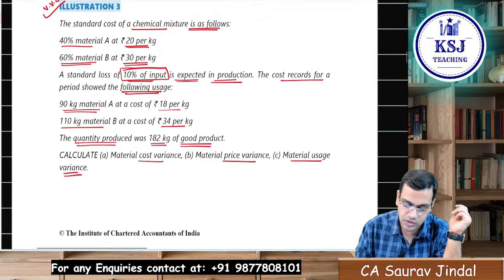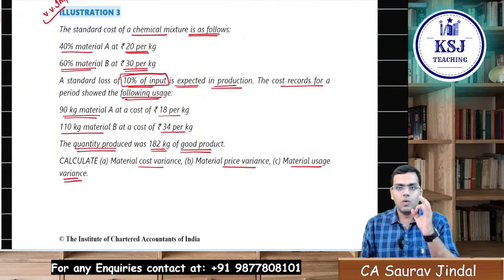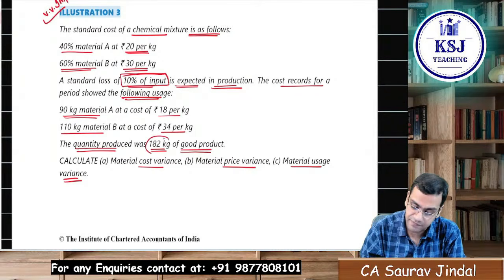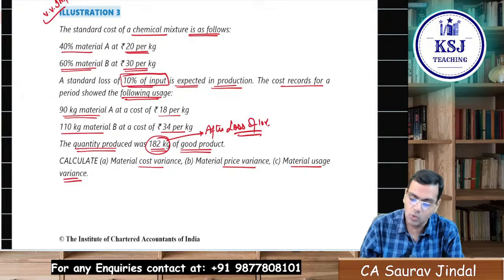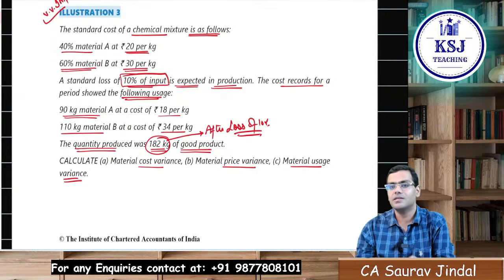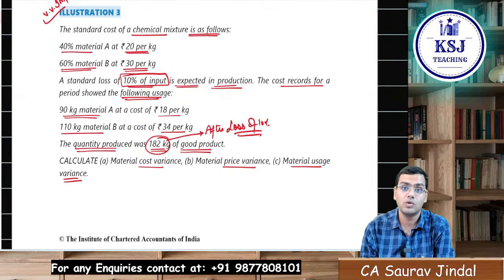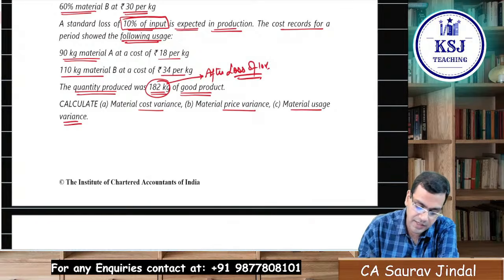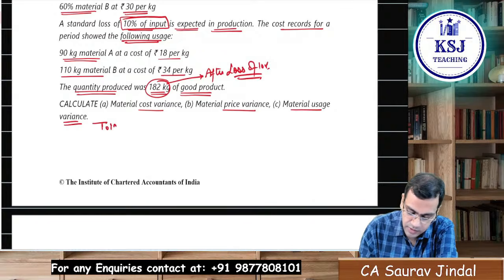First and foremost thing here: when he says 182 kg of finished output has been manufactured, this is after a loss of 10%. So we need to find out what is the actual input, what is the total standard quantity for actual output. So what will that be?